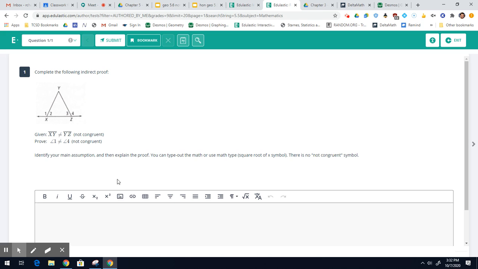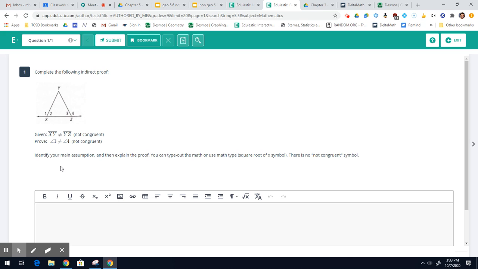So here's my picture. So this given says that segment XY is not congruent, and there's no symbol for not congruent, so I'd use not equals, but it's not congruent to segment YZ. So we need to prove that angle 1 is not congruent to angle 4, okay? So instead of going forward, we're going to go backwards. We're going to do it indirectly. So it says identify your main assumption and then explain the proof.